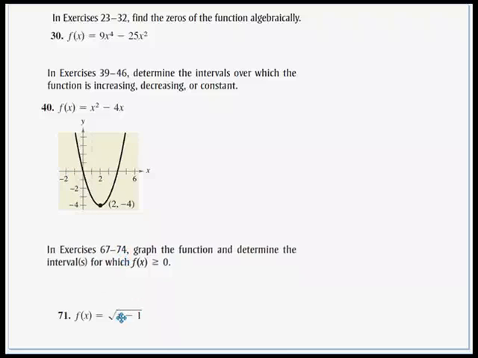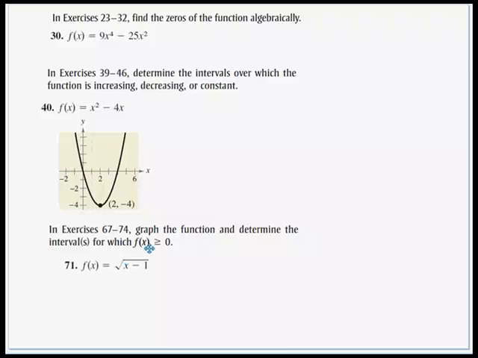The last one, determine the intervals for which we're positive, graph the function. So here, remember, we're just worried about what's under the radical. What is under the radical must always be positive. A square root, an even index root, must always be positive. So we're going to set that function greater than or equal to 0. And we could square both sides. X minus 1 greater than or equal to 0. And then we're going to add 1 to both sides. X must be greater than or equal to 1. And that will give us positive outputs for our function.